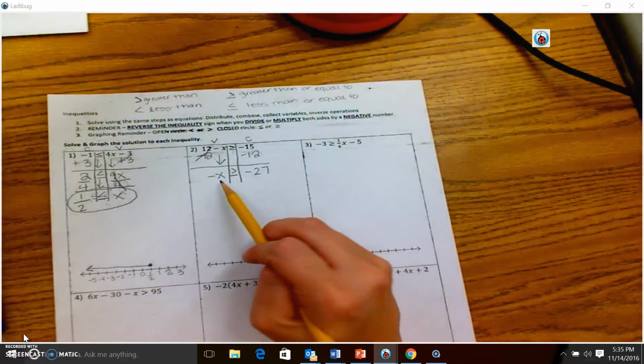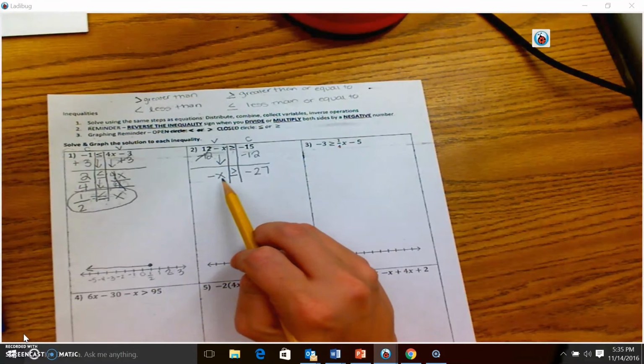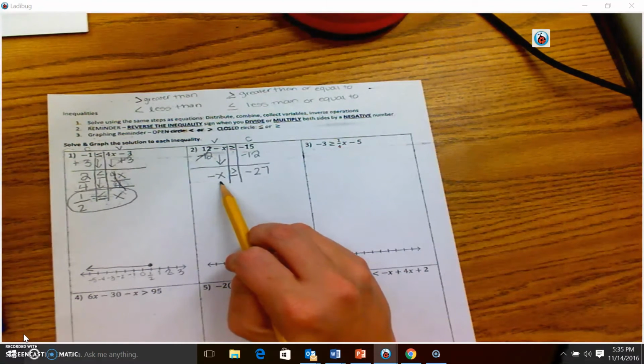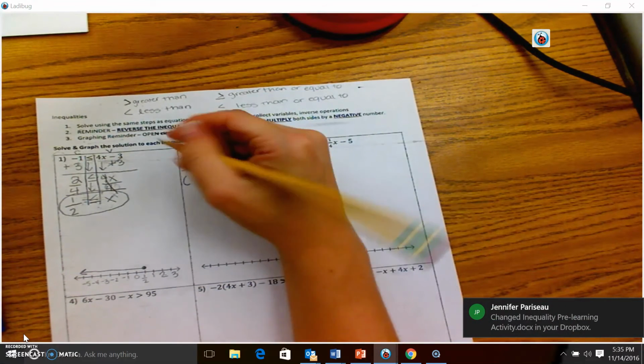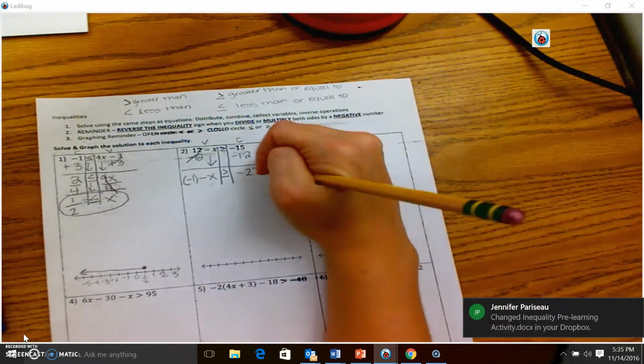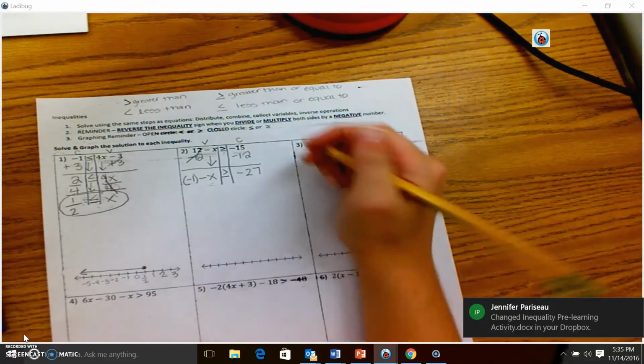Now, we have a negative variable. Remember, we talked about this earlier this week. When we have a negative variable, we have to make it positive. So how we do that is we can multiply or divide by a negative 1. And whatever we do to one side, we do to the other.